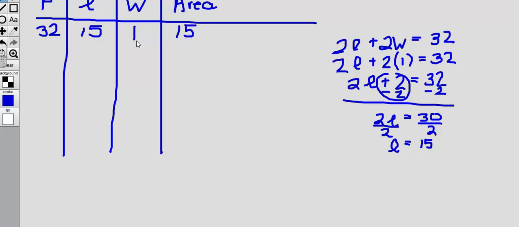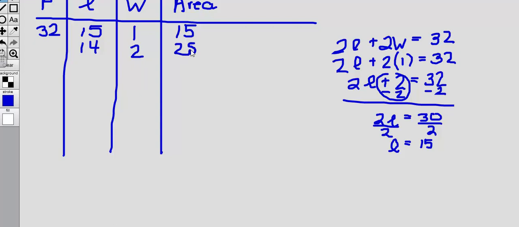Now if we apply the same thinking, instead of putting a 1 here, we put in the number 2. And we solved and did all this and we got the length. The length would end up being 14. And if we did 14 times 2, we'd end up getting 28 for the area.